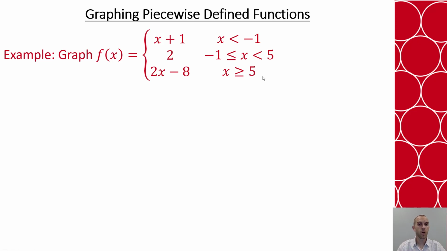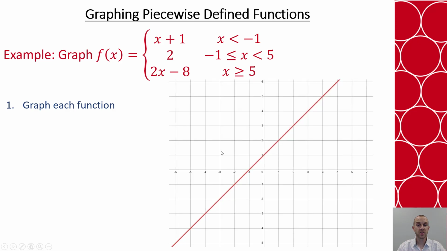So let's take it one function at a time. First thing I would do, I would graph each function. So I'm going to start with y equals x plus 1. So I know that gives me a slope of 1 and a y-intercept at 1, and this would be if I had the entire graph. The next one says y equals 2. That is a horizontal line at the value of y equaling 2. The last one, 2x minus 8.